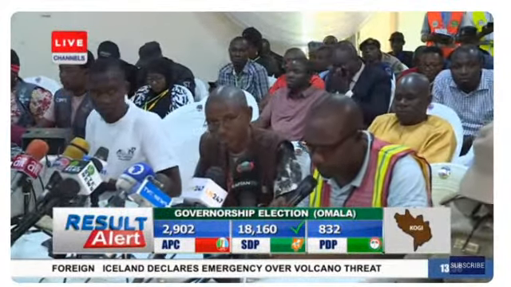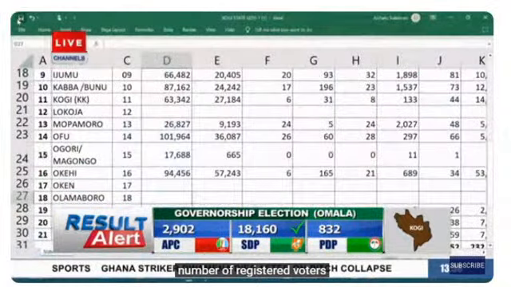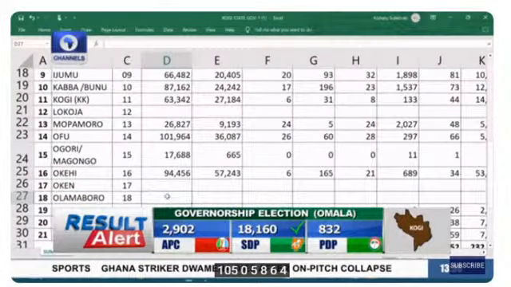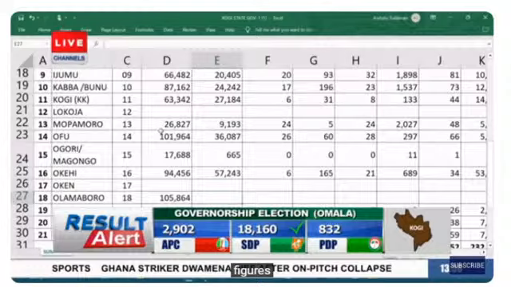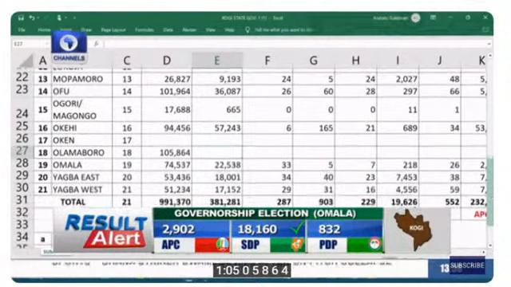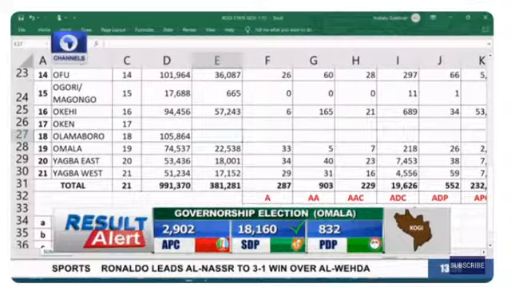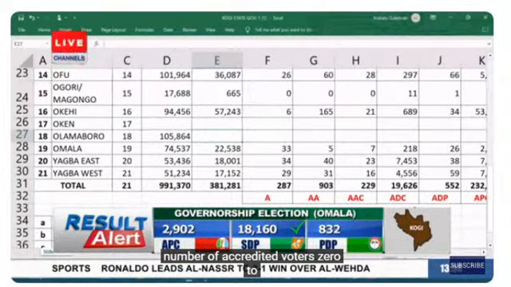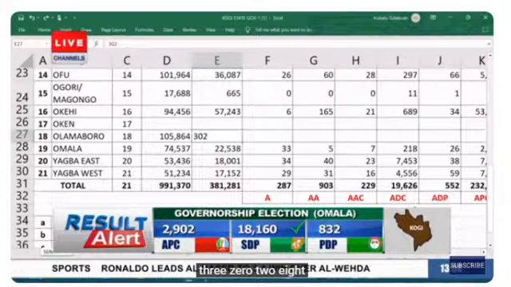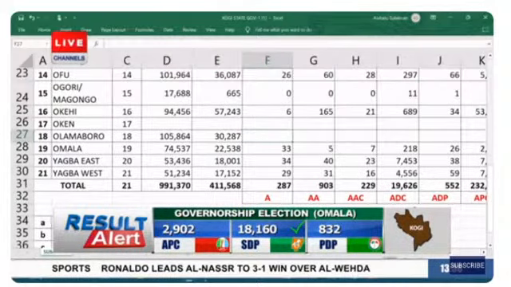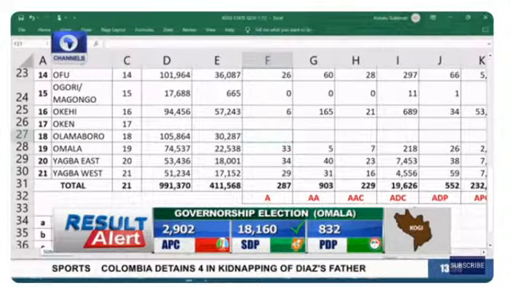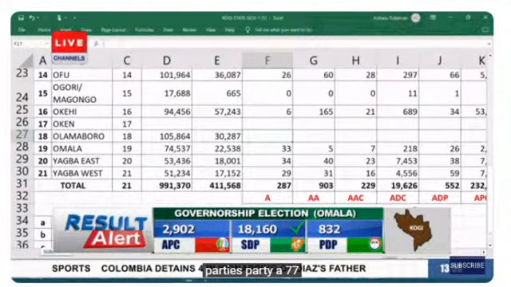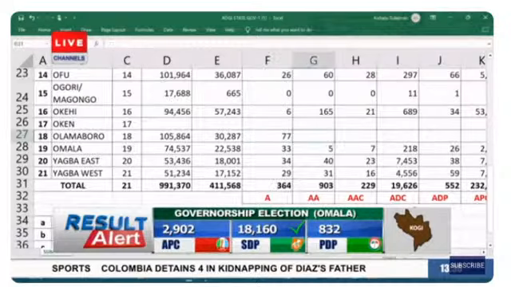This is how it goes. Number of registered voters, 105,864. Number of accredited voters, 30,287. Votes received by the political parties. Party A, 77.